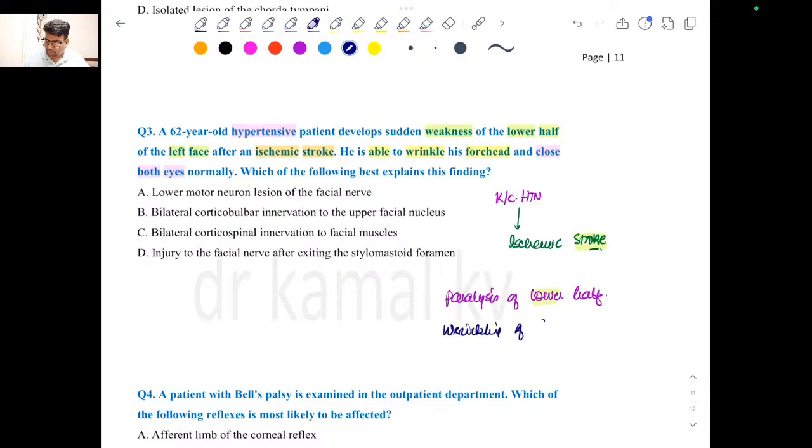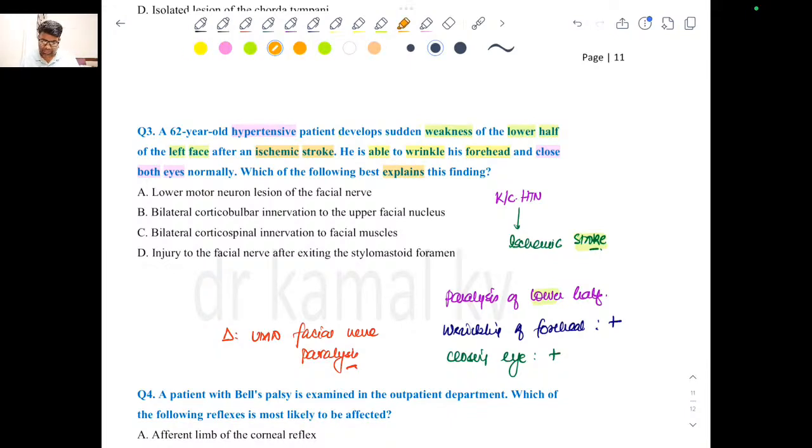Lower half, and then see, wrinkling of the forehead is present, closing of the eye is also present. So everything is going in favor of upper motor neuron. Clear? So this is what? Upper motor neuron paralysis, right? So this diagnosis is clear to us. Clear?